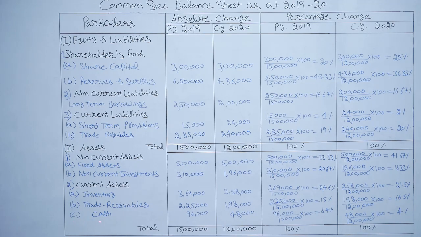Now last is C. Cash, 96,000 for previous year, 48,000 for current year. So we are calculating percentage change for previous year. So previous year cash is 96,000. Divide 15 lakh total assets into 100 is equal to 6.4%. For current year, cash is 48,000. Divide total of current year assets, 12 lakh, into 100 is equal to 4%. And 15 lakh divide 15 lakh into 100 is equal to 100% for previous year. 12 lakh divide 12 lakh into 100 is equal to 100% for current year.